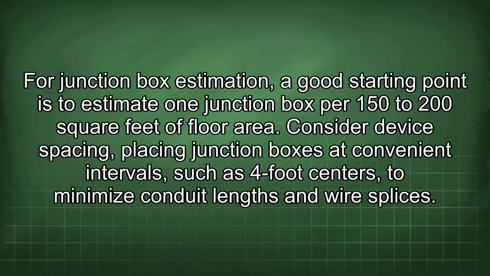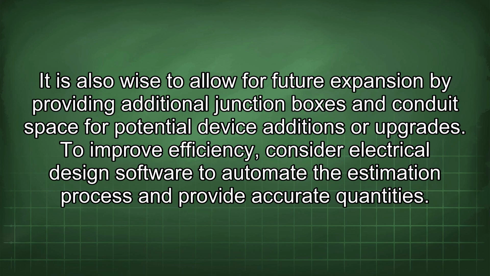For junction box estimation, a good starting point is to estimate one junction box per 150 to 200 square feet of floor area. Consider device spacing, placing junction boxes at convenient intervals, such as 4-foot centers, to minimize conduit lengths and wire splices. It is also wise to allow for future expansion by providing additional junction boxes and conduit space for potential device additions or upgrades.